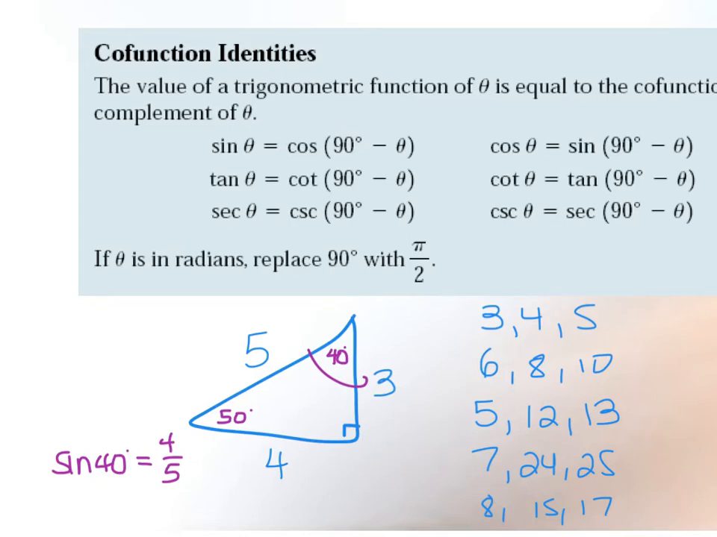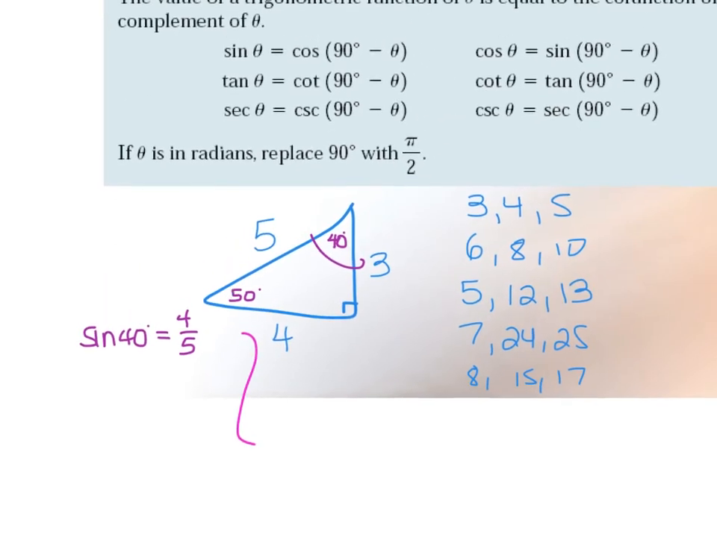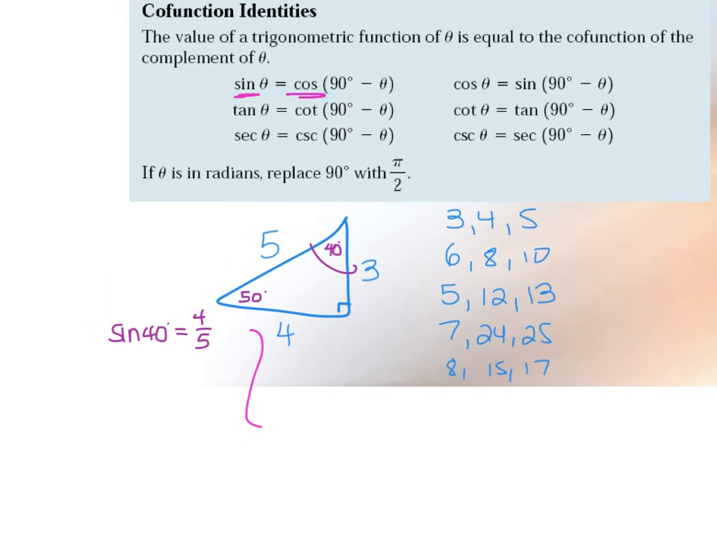What's the complement to the 40 degrees? 50 degrees, right? So in the top, it's telling you that the cofunction to sine is cosine, which means if I found the cosine of the complement, cosine of 50 degrees is what? 4 over 5, those are the same, okay? So sine and cosine are cofunctions. If I find the sine of one of them and the cosine of the other, of the complement, they'll be the same.